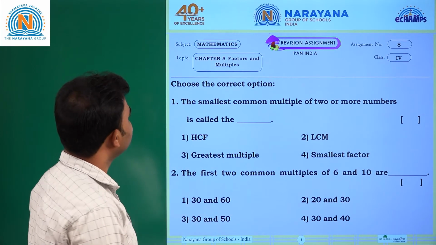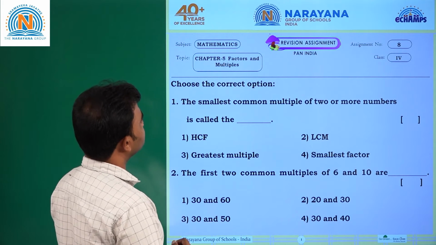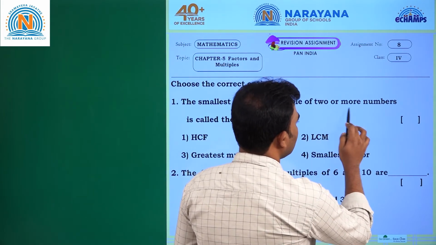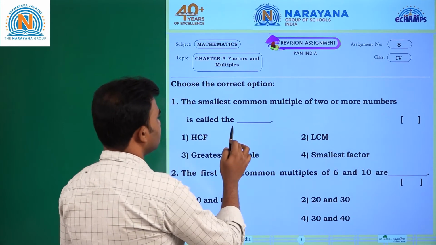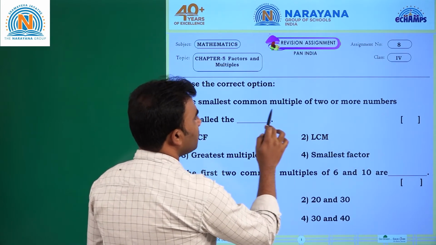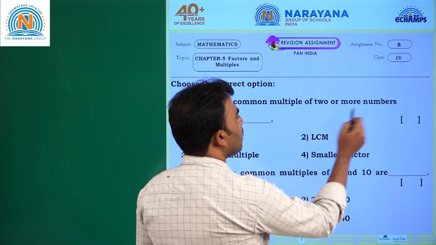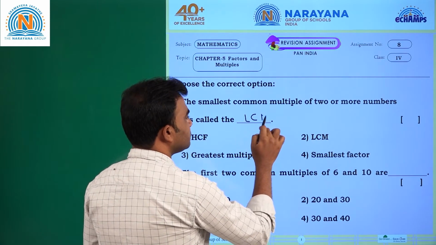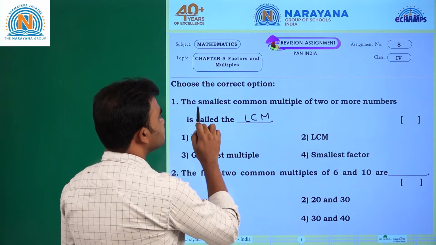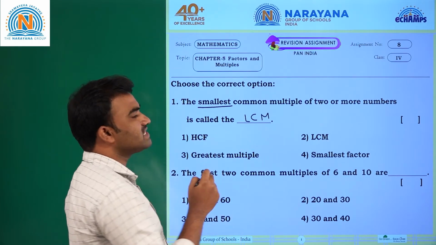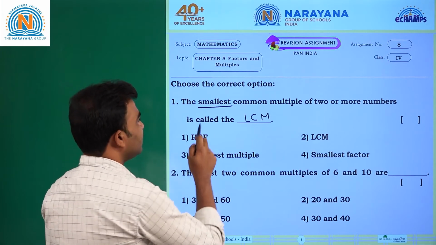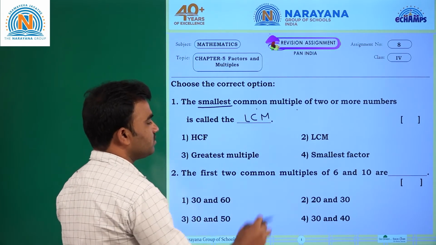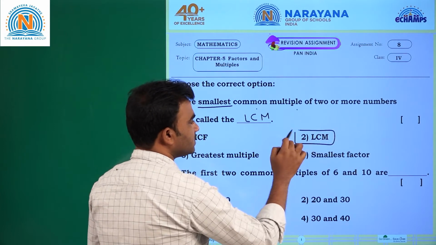Today our revision assignment is on chapter 5, factors and multiples. First problem: the smallest common multiple of two or more numbers is called the LCM. That means smallest, we can also call it least common multiple or smallest common multiple. So the answer is LCM, option 2.